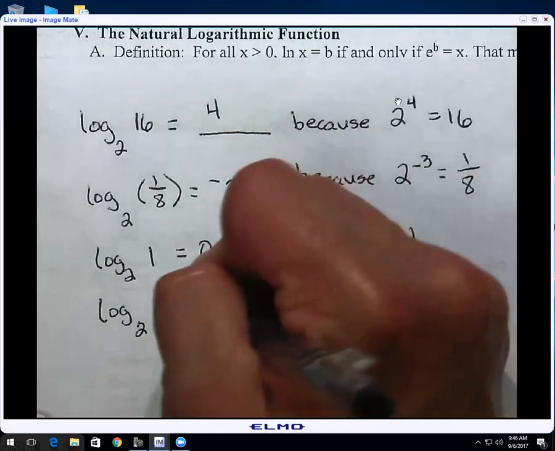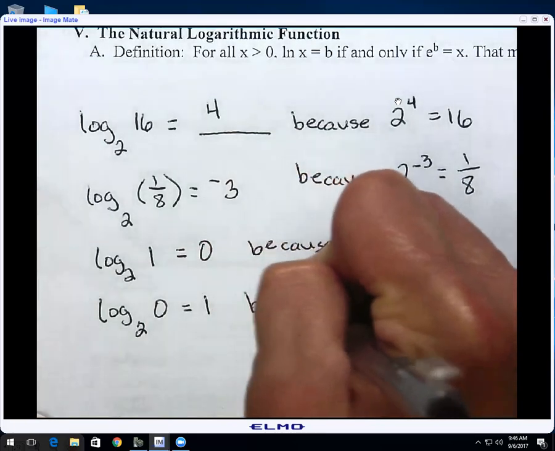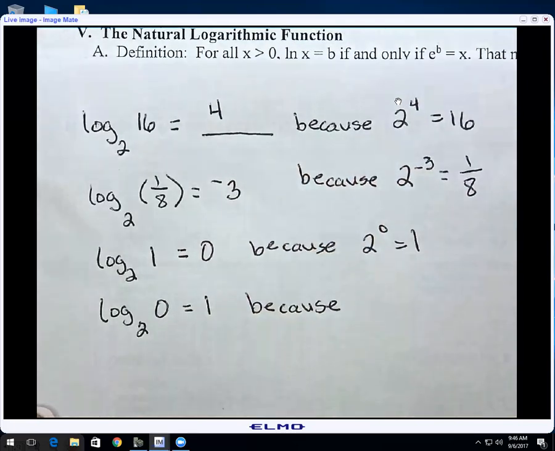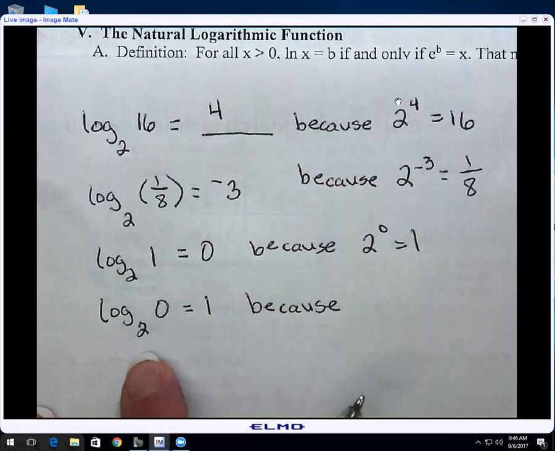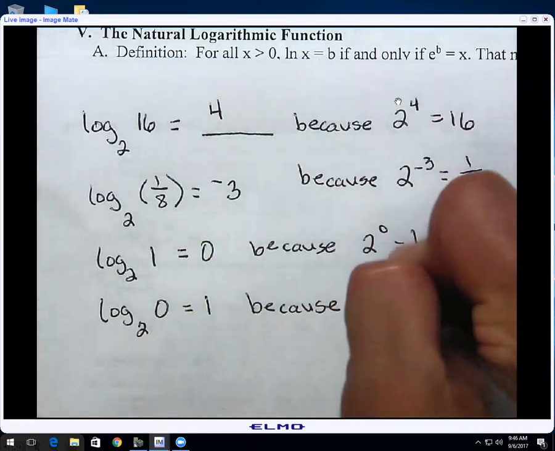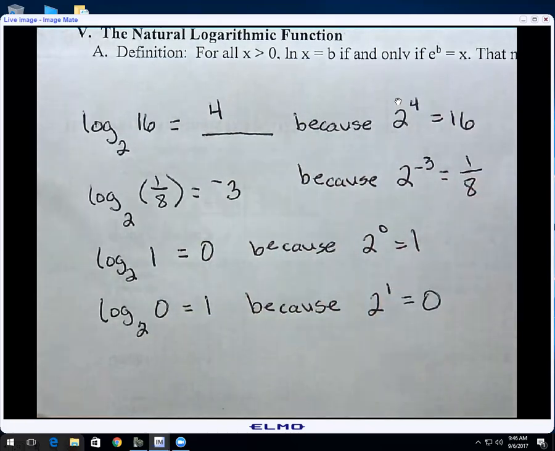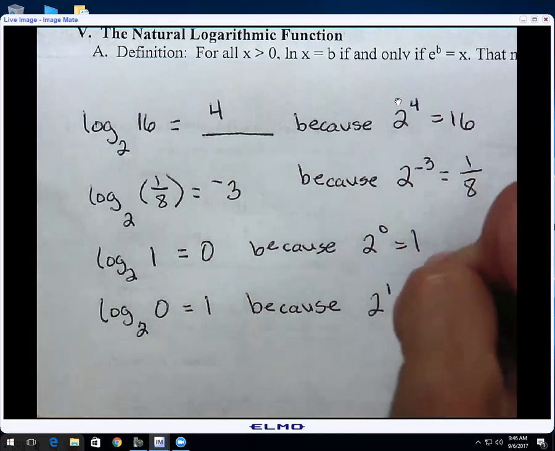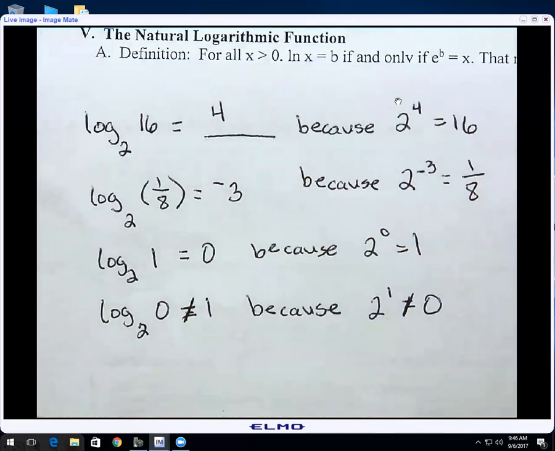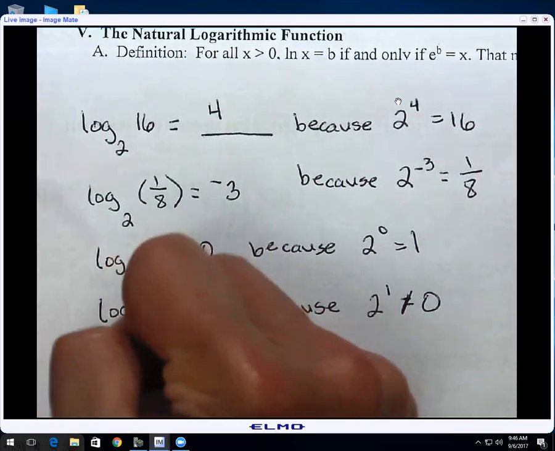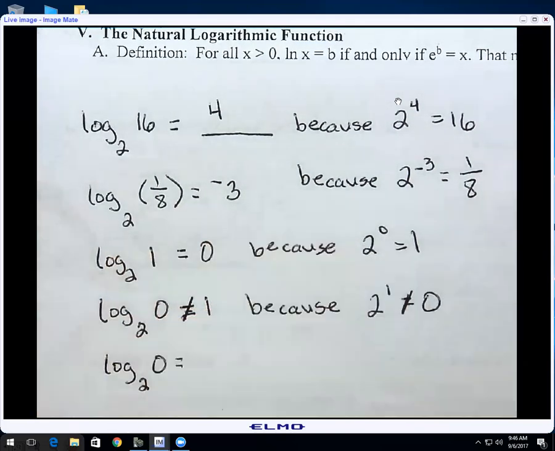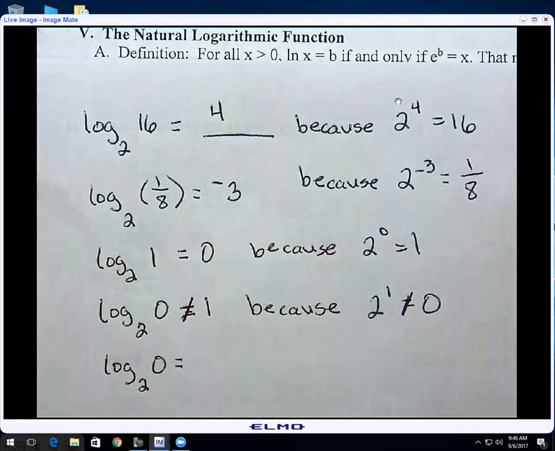I heard 1. If it is 1, I should be able to check it. How would that check work? 2 to the 1st would have to give me 0. Is that true? That's not true, so that can't be true. Squint harder and tell me what exponent of 2 would give you 0. I don't think I'm going to be able to come up with that no matter how hard I squint. There is no power of 2 that's going to give me 0.